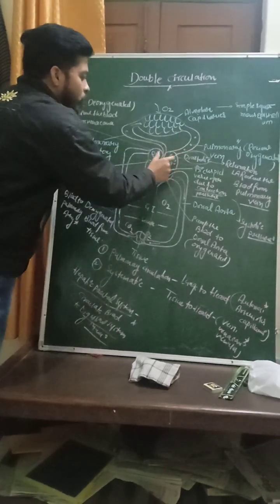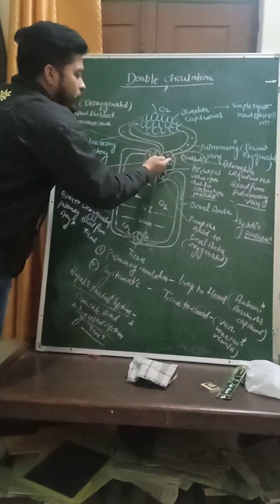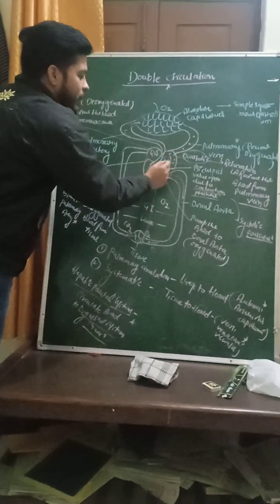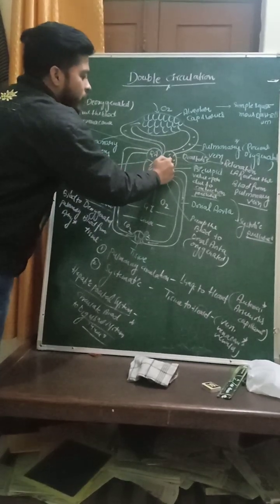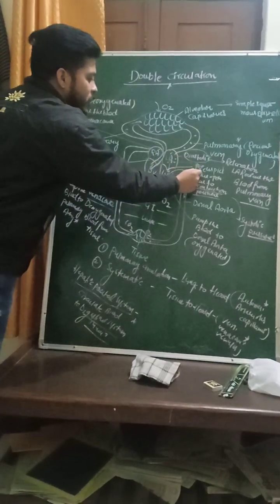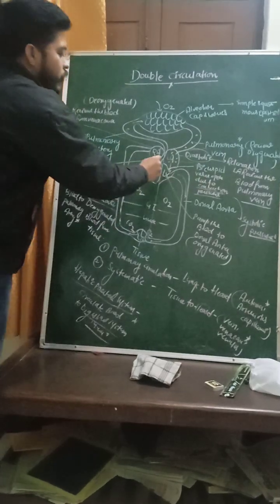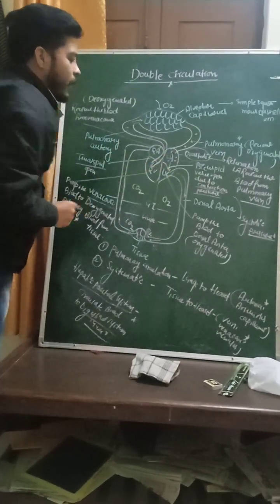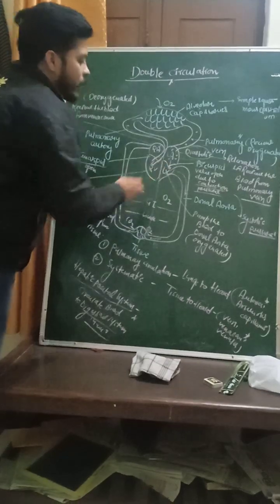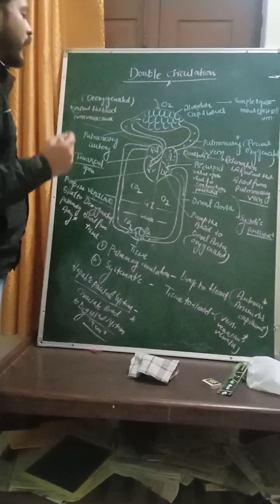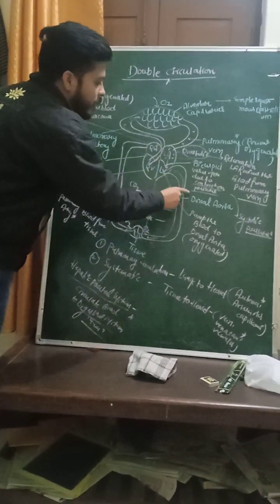So when diastolic pressure is there, when blood comes into the left atrium, the pressure increases and the valve present between the atrium and ventricle opens. That is called the bicuspid valve. Now the valve is open and blood comes into the left ventricle. What is the function of the ventricle? The function of the ventricle is to pump the blood. Now it pumps the blood to the dorsal aorta.